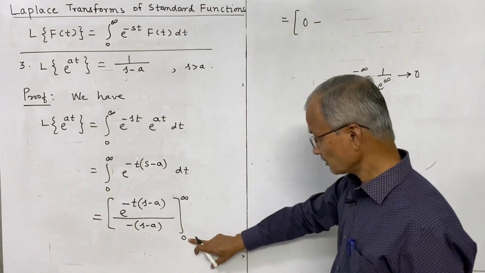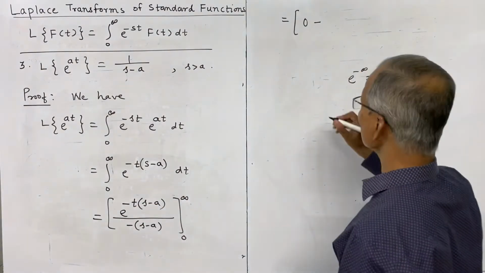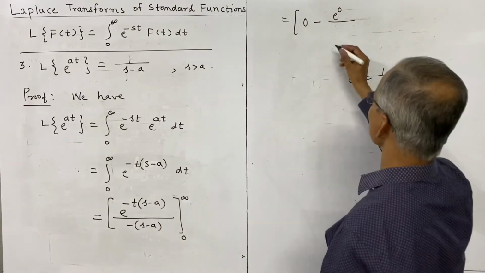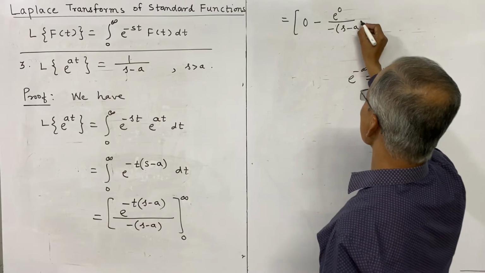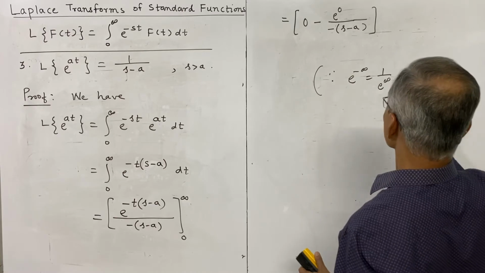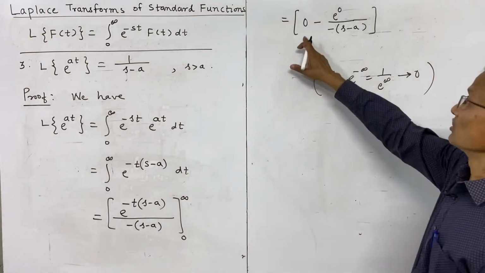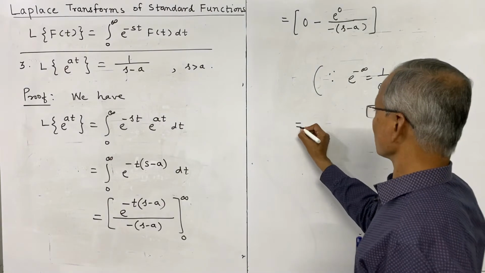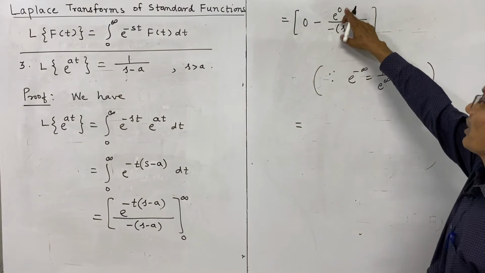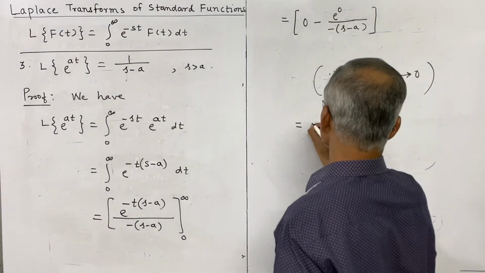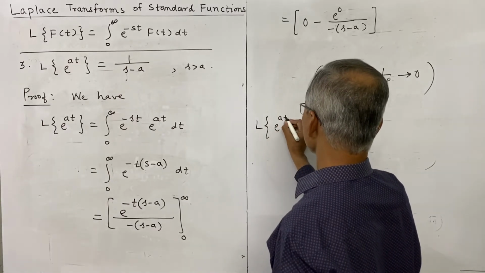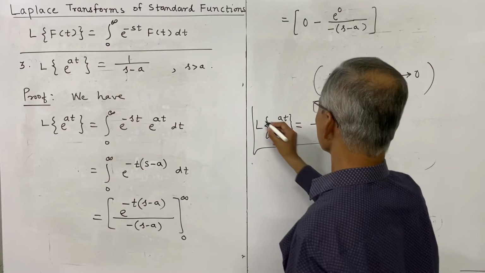And now we see the value of t is 0. So therefore e to the power negative 0, or that means e to the power 0, divided by this negative sign is there, minus (s minus a), putting the upper and lower limit, or we can see the upper limit tending towards 0. Now finally this is equal to, negative of negative will be positive, and this e power 0 is 1. So it is 1 upon s minus a. And this is the Laplace transform of e power at. So this is our next formula.